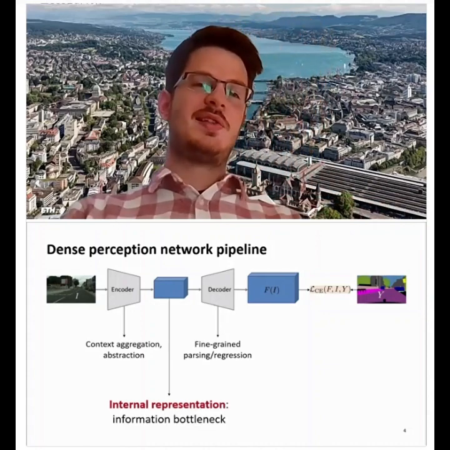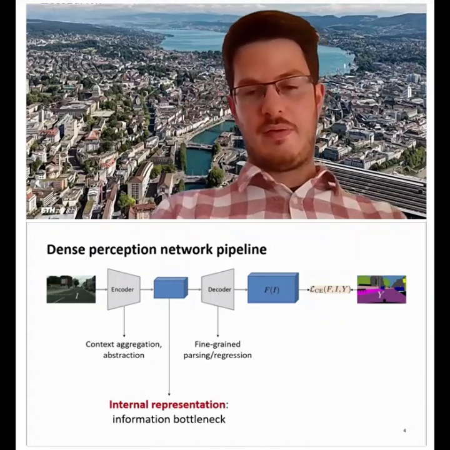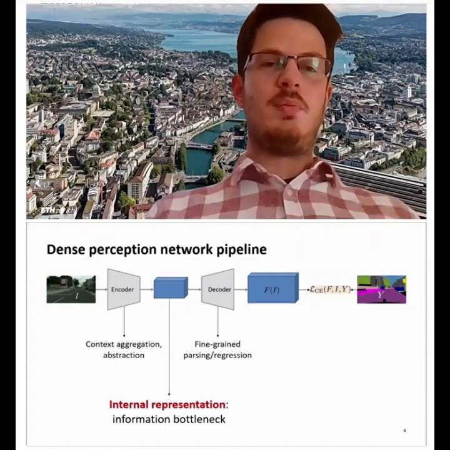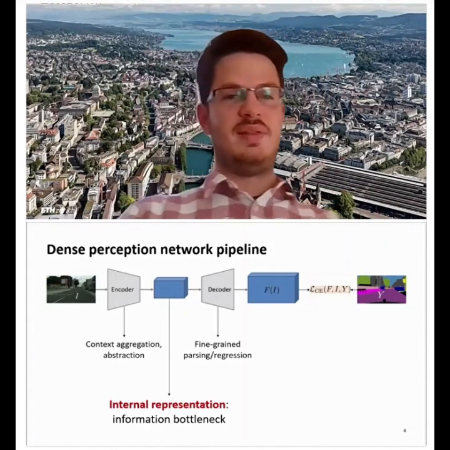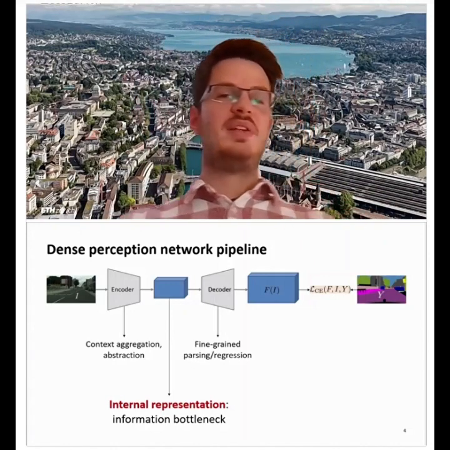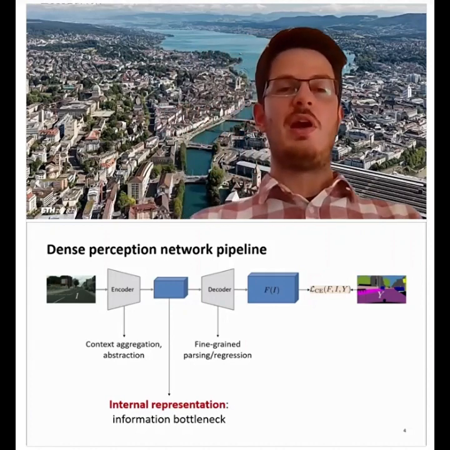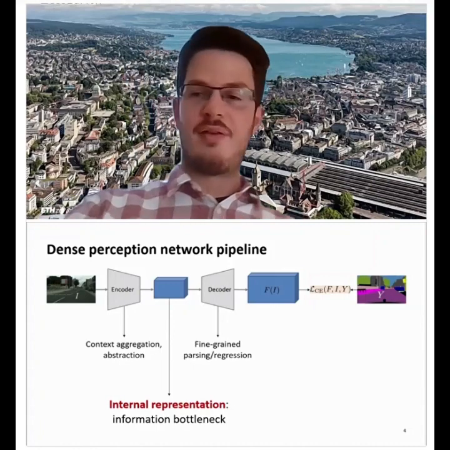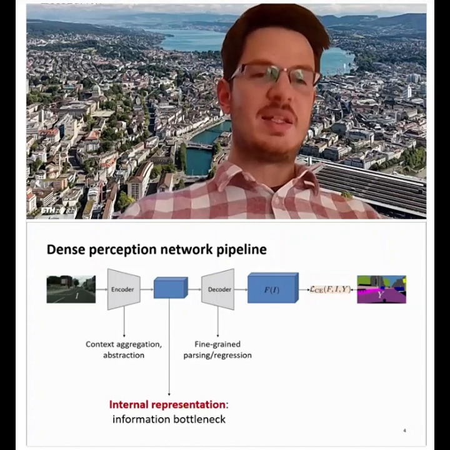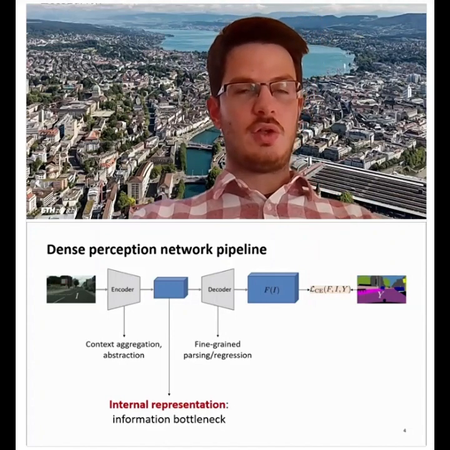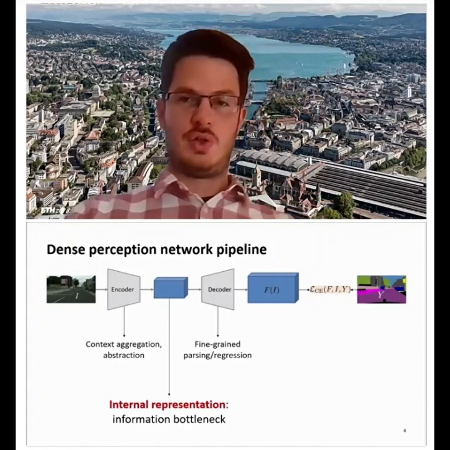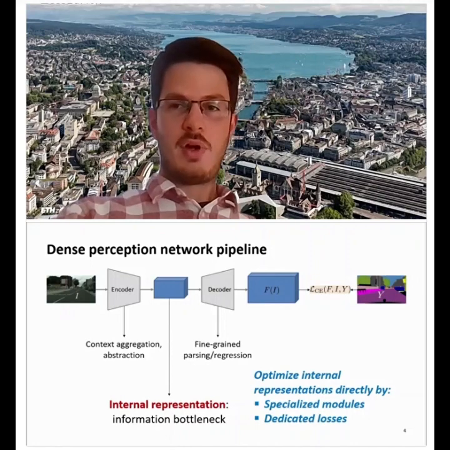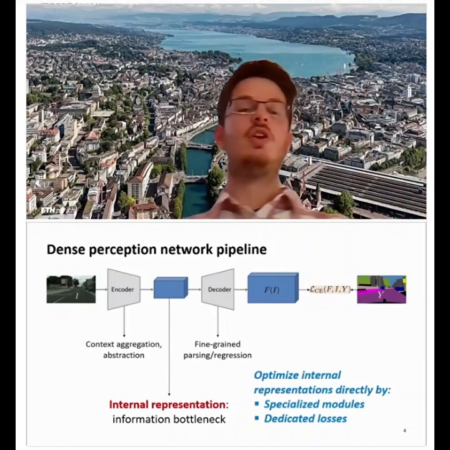Now we see that in this pipeline, which is very widely used, there is this internal representation, this internal feature map at the interface between the encoder and the decoder. And we can claim that it constitutes an information bottleneck, where basically all the information and the data that we have in the input image needs to pass from that point in order to be used later on for generating the predictions.